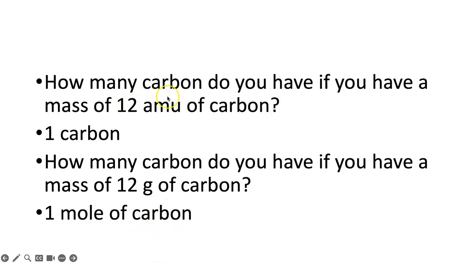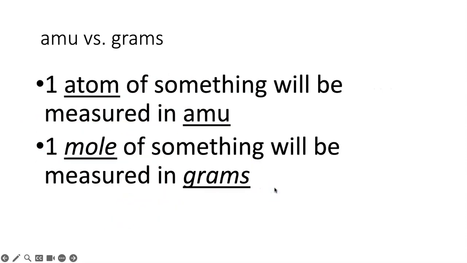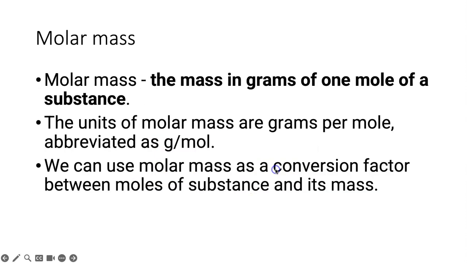So we have to keep that in mind when we have AMUs and grams. AMUs refers to individual atoms, and grams refers to a mole of that on the periodic table. So here's what we can say. 1 atom of something will be measured in AMUs. 1 mole of something will be measured in grams.